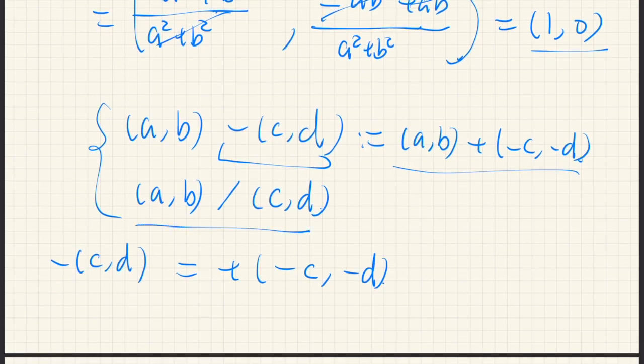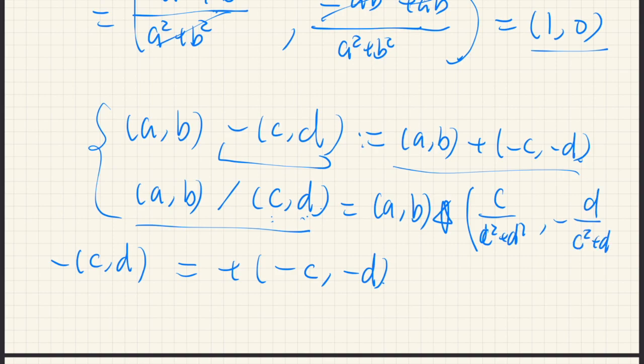And this one, division. Of course, we're assuming that (C,D) is non-zero. So this can be defined as just multiplication between (A,B) and the multiplicative inverse of (C,D). That is C over C squared plus D squared, and minus D over C squared plus D squared. So in essence, we can do all the arithmetic operations: addition, subtraction, multiplication, and division by non-zero element.